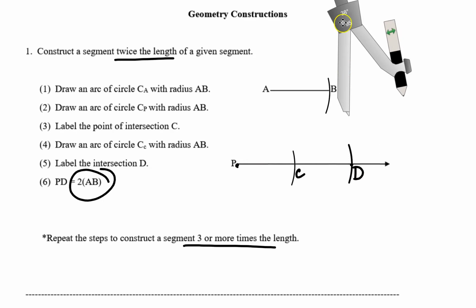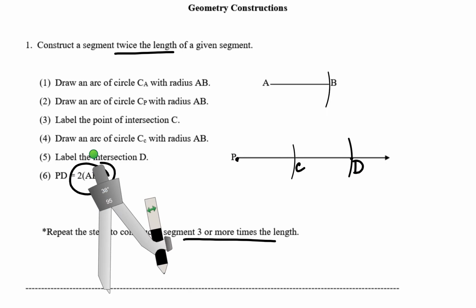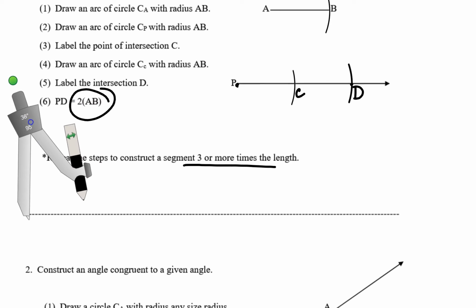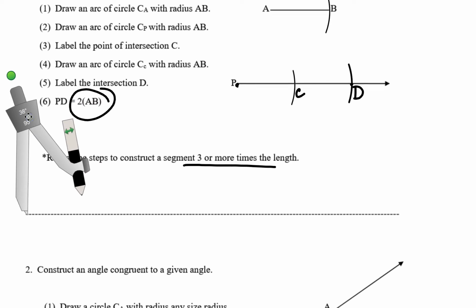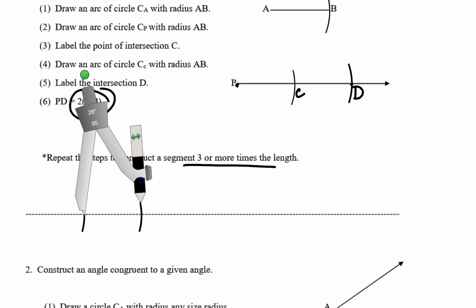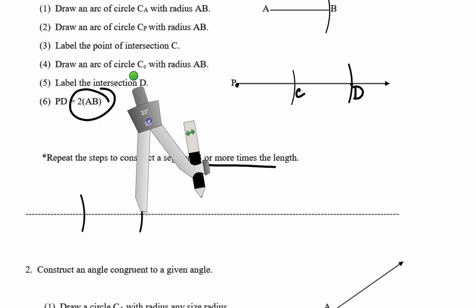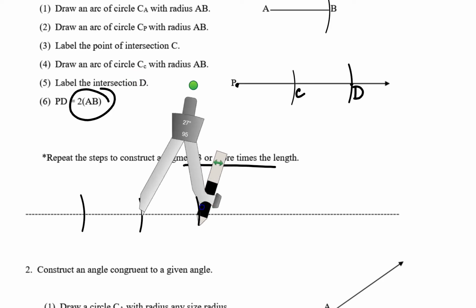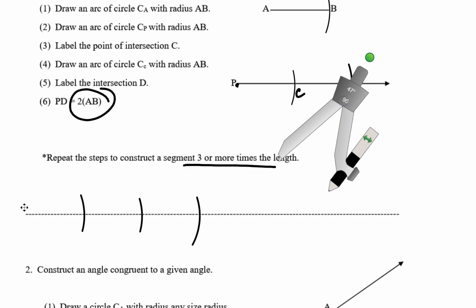So if I go up and grab my compass, okay, so like say 3 times, I'll start at the end of this dashed line here. This would be 1, 2, 3. Okay, so this endpoint down here to the endpoint I left off, this is now 3 times the length of my original segment AB.